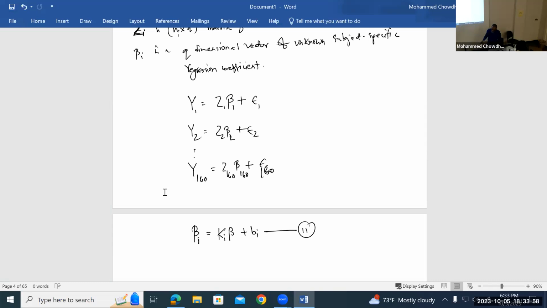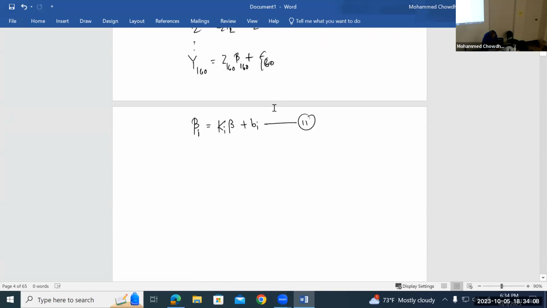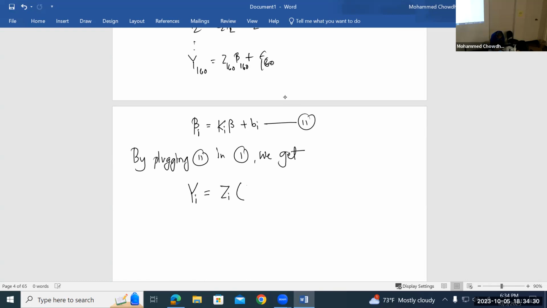Now they will combine all these things together. These two will be put in one, plugging two in one. We get yi equal to Gi beta plus bi.